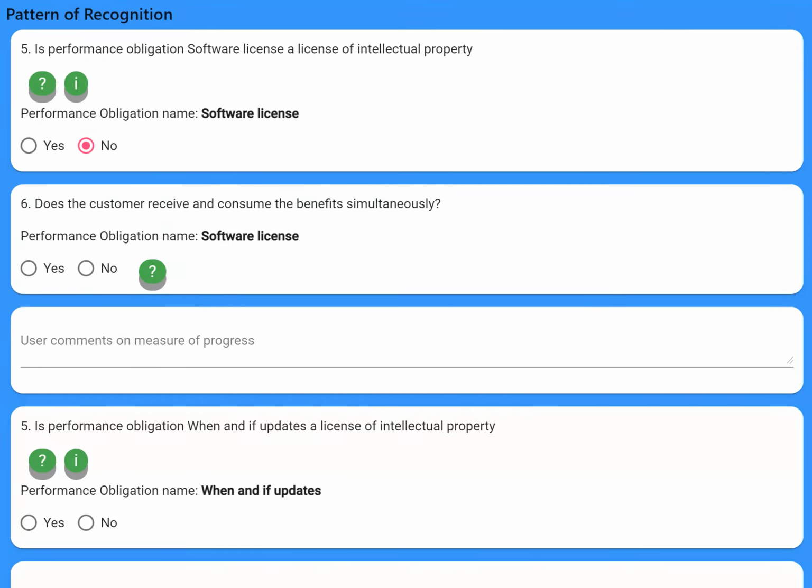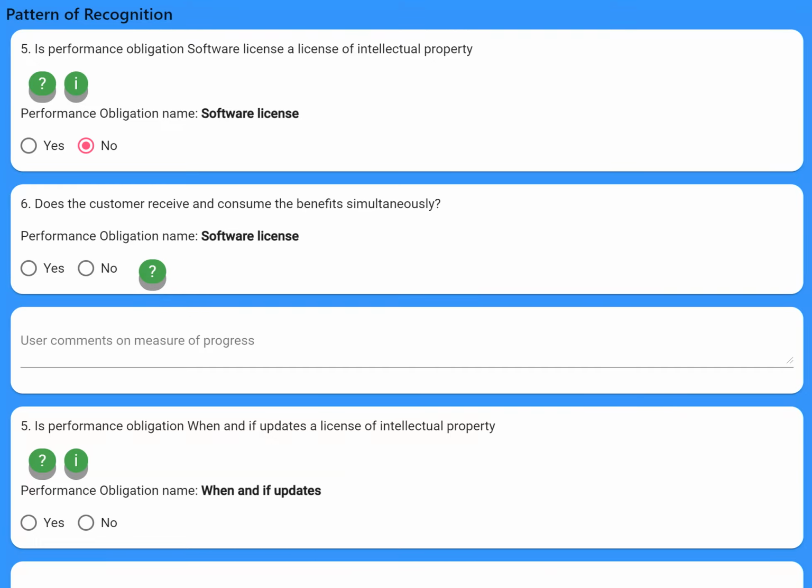Now we move into what the requirements are of the standard for recognizing over time. So we're being asked, does a customer simultaneously receive and consume the benefit of this performance obligation? A good example there might be a daily cleaning service where a company comes each day to your office and provides cleaning. So when they do so, you're simultaneously receiving that benefit and you're consuming that benefit.